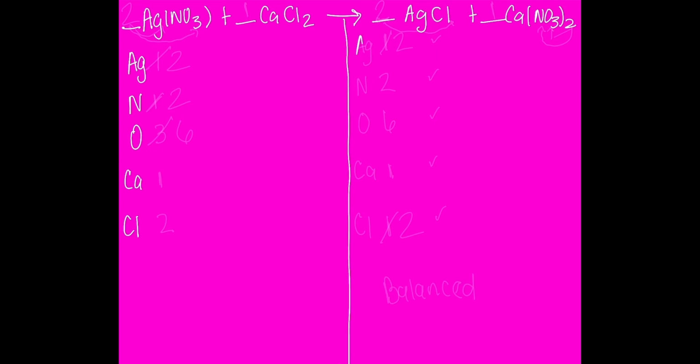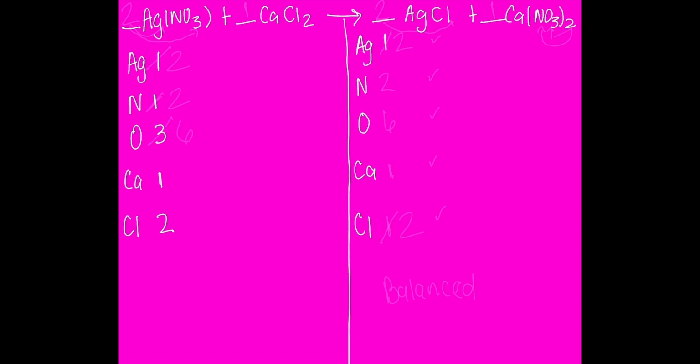So I'm going to write out the same list in the same order on my product side because I want to be able to see what I'm working with. Okay. Especially when it comes to the counting method. So on my reactant side, I see that I have one Ag, one nitrogen, 3 oxygens, 1 Ca, and 2 Cls on the reactant side. Then I'm going to go to my products.